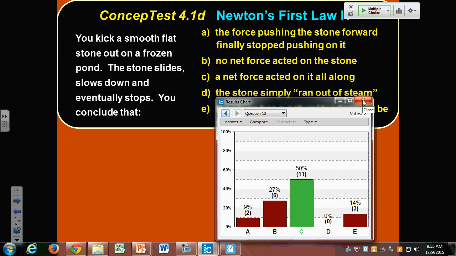That means its velocity is changing. That means it's accelerating. Anytime you have a changing velocity, we call that acceleration. And if it's accelerating, that means that a net force has to be acting upon it.